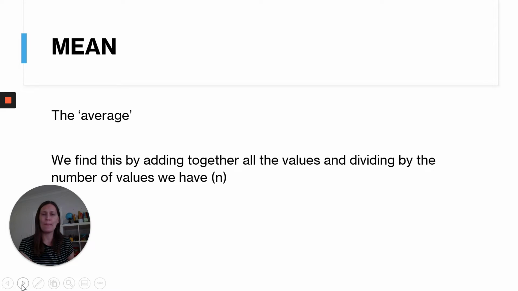So the amount of children that we have, or the number of values we have in our data set, is called the N. Okay, so if you see that in a formula, the N is just the number of values that you have. We'll go through some examples shortly.